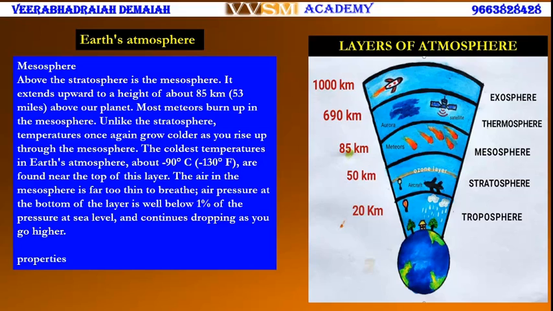Coming to the mesosphere, the next higher layer of our planet, most meteors burn up in the mesosphere. Unlike the stratosphere, temperatures once again grow colder as you rise up through the mesosphere. The coldest temperatures in Earth's atmosphere, about minus 90 degrees Celsius to minus 100, that is minus 130 degrees Fahrenheit, are found near the top of this layer.